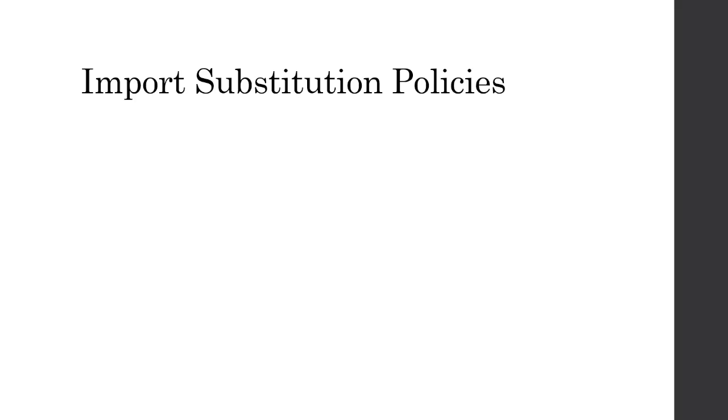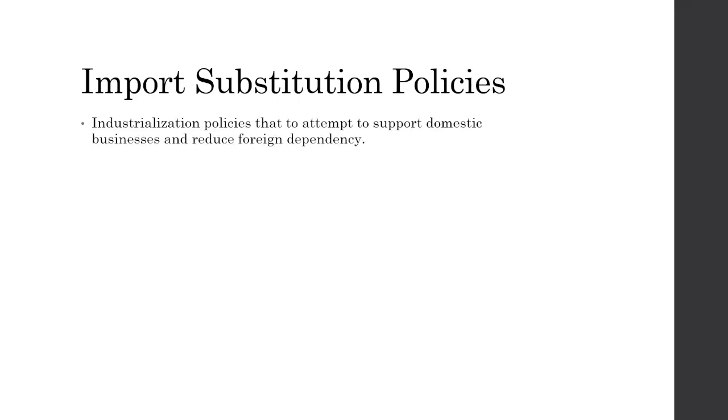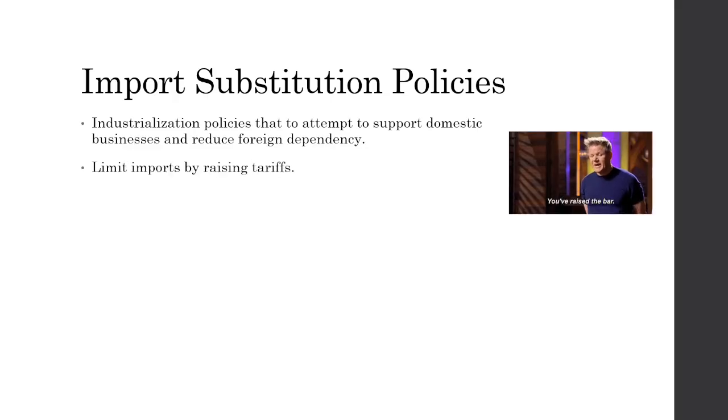And import substitution policies. This is pretty important. It's kind of similar to a little branch like our SAPs. So industrialization policies that attempt to support domestic business and reduce foreign dependency are import substitution policies. So they are limiting your imports rather than promoting them to influence and expand domestic production and growth. So they could do this by raising tariffs. If you increase those taxes, those other countries aren't going to want to export their goods to your country. And if you're getting confused when I'm saying import and export, export is to give away, import is to obtain.